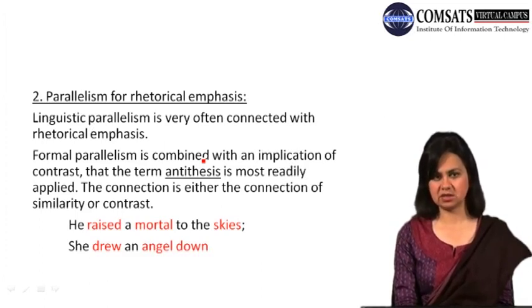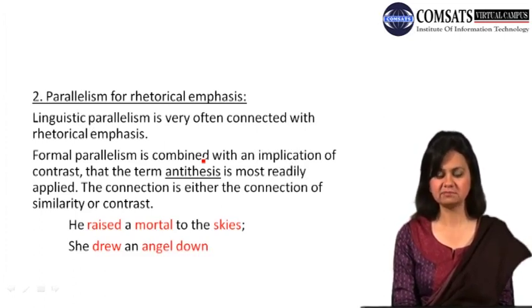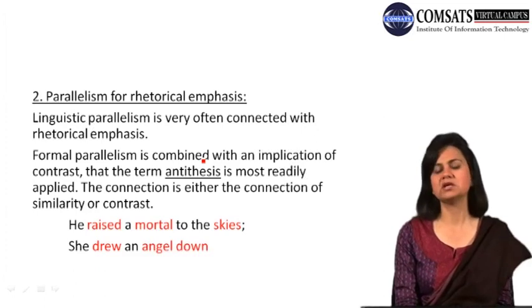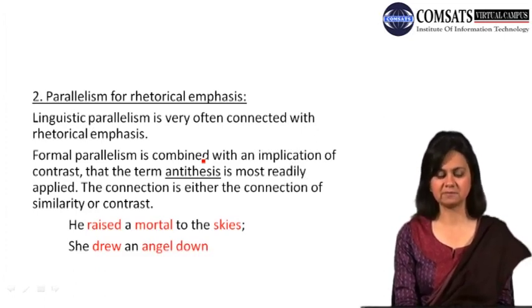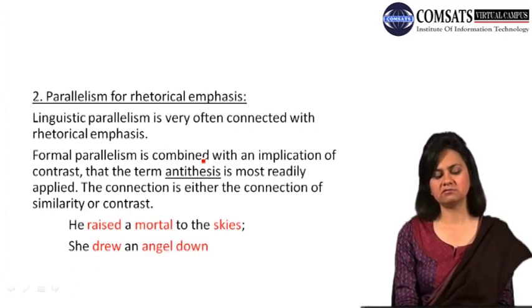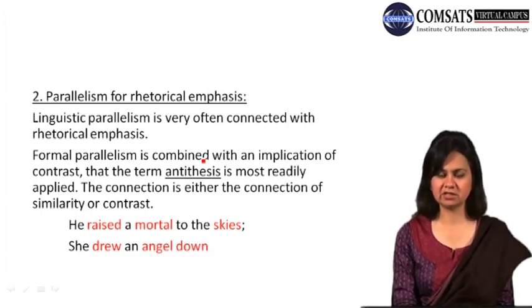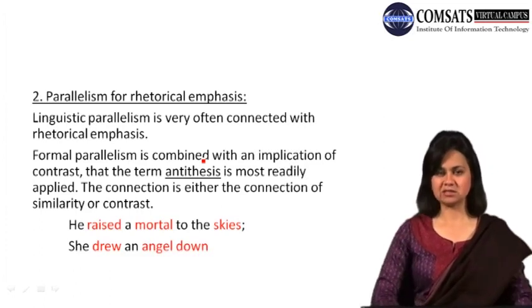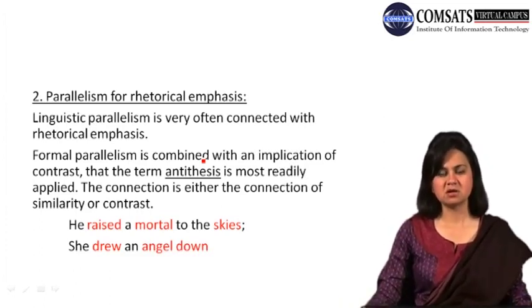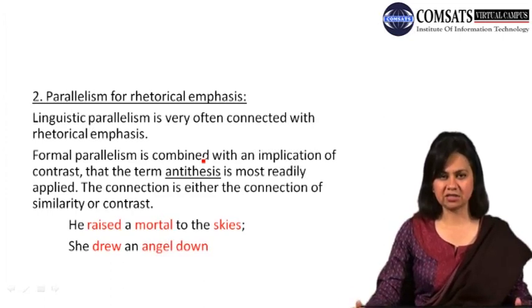Formal parallelism is combined with an implication of contrast as well. The term antithesis is most suitably and most readily applied to the understanding of anything that is emphasized by the writer or made prominent in the text by the writer. The connection is either of similarity or of contrast. So if a writer wants to emphasize an idea, either he would put that idea with its contrast or with its opposite, so that something becomes more prominent when it is analyzed or judged against its opposite.